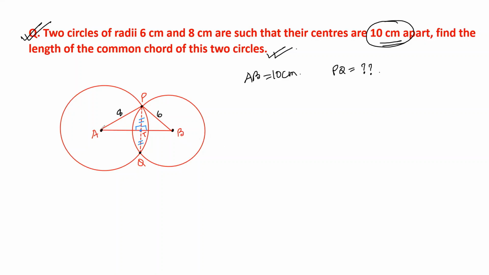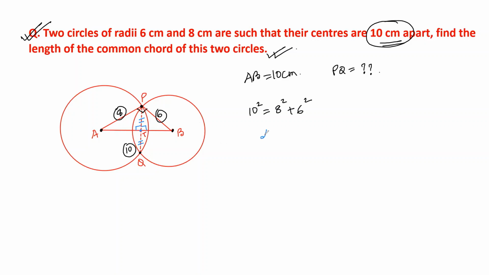Now, if you observe carefully in triangle APB, the length of AP is 8, the length of BP is 6, and the length of AB is 10. And we know 10 square is equal to 8 square plus 6 square. So the lengths 6, 8, and 10 represent a Pythagorean triplet. So that means triangle APB is a right angle triangle, right angled at P.